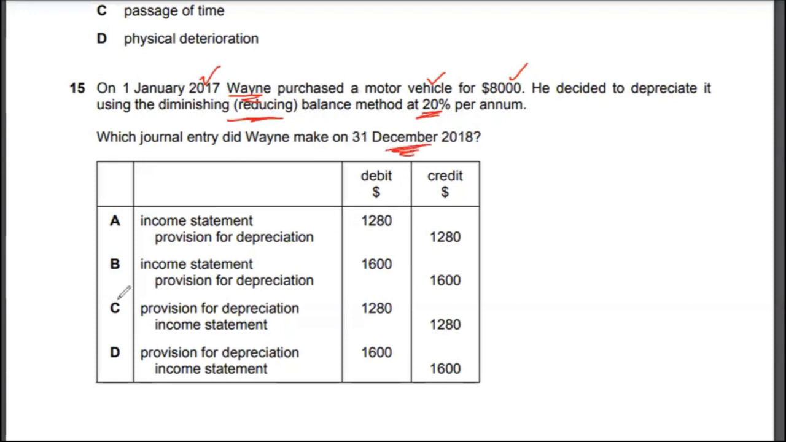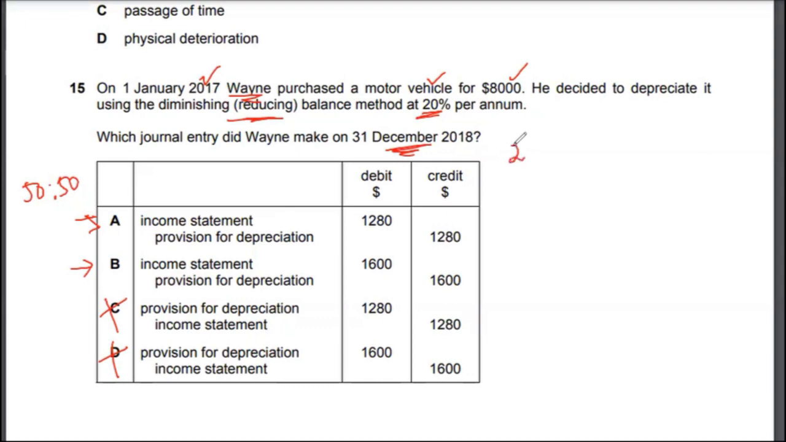Now, if you understand depreciation is an expense, the correct answer would be either option A or option B. It's not going to be option C or option D. So you're already down to 50-50, right? You have improved your chances of answering this question just by knowing what the journal entry would be. Now you just need to figure out the correct amount.